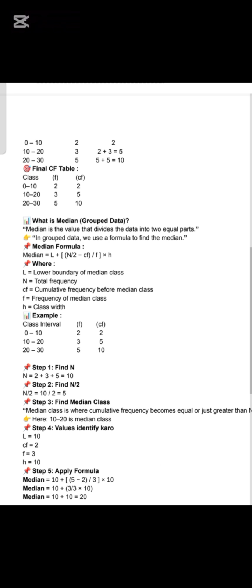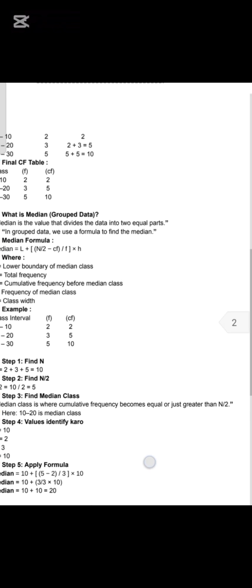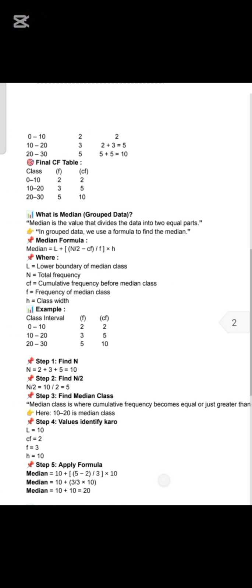Now find the median class. The median class is where the cumulative frequency becomes equal to or just greater than N over 2. Now here 10 to 20 is the median class. Our values identification here: L is equal to 10, CF is equal to 2, small f is equal to 3 and h is equal to 10. Now we can easily apply the formula. Median is equal to 10 plus (5 minus 2) divided by 3, multiplied by 10. And median is equal to 10 plus 10 is equal to 20. So our median is 20.